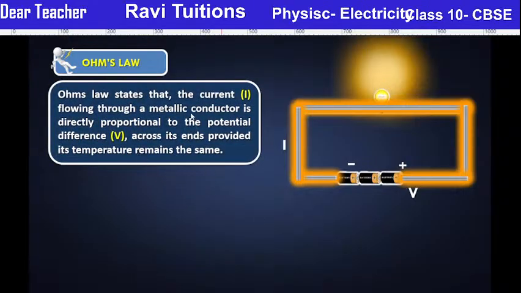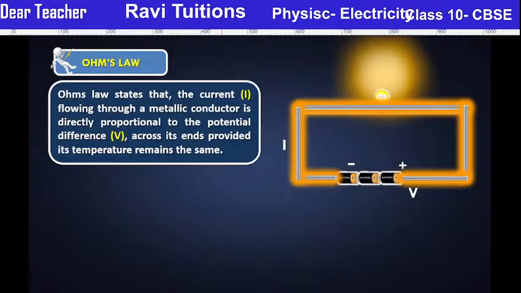So when three cells are connected, what is Ohm's law? The current I that flows in the metallic conductor is directly proportional to the potential difference. More current, more potential difference. Otherwise, more potential difference and more current. When you connect three cells, the glow is also very high. You may not have observed that glow.